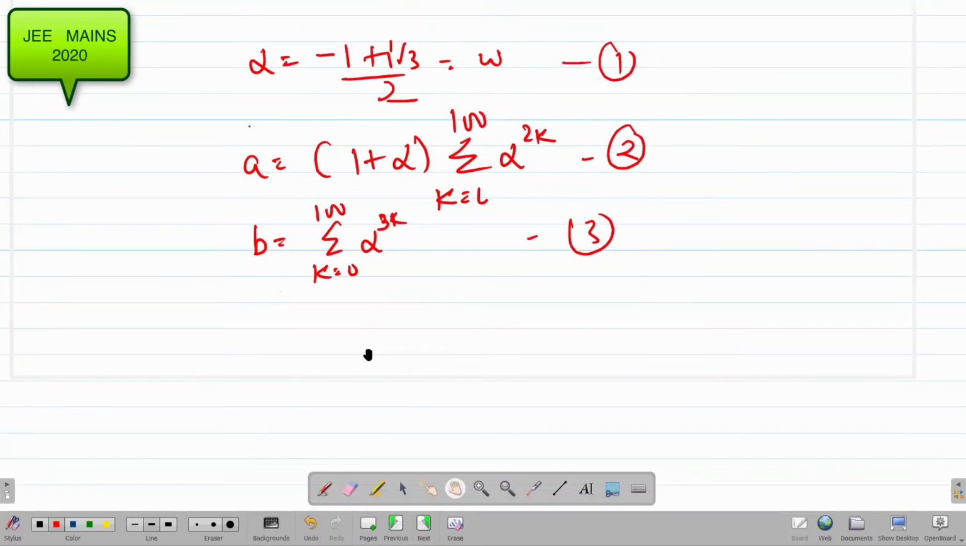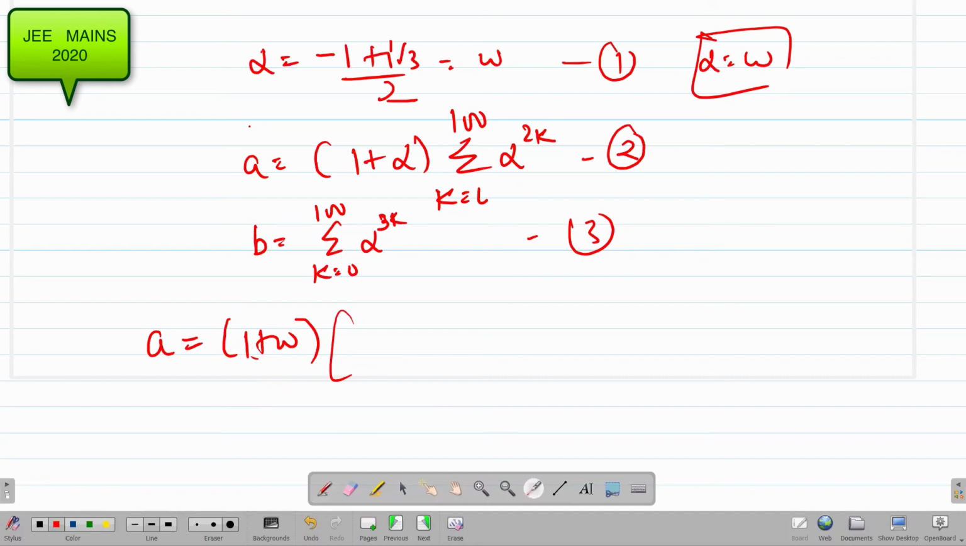On opening the summation of equation 2, I just replace alpha by omega here because alpha is omega given to us. So this comes out to be 1 plus omega. And on opening this sigma, if I put K0, my first term is 1. If I put K1, my second term is omega square. If I put K2, my third term is omega to the power 4. Similarly, if I put K100, my last term would be omega to the power 200.